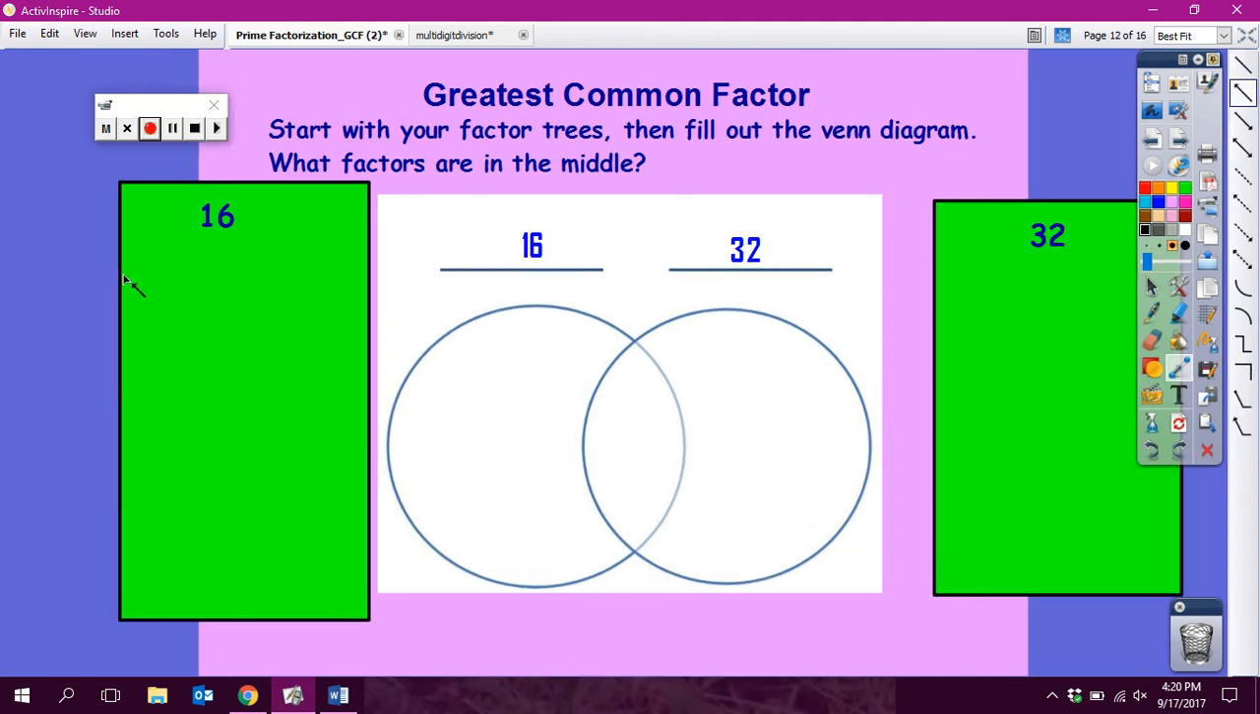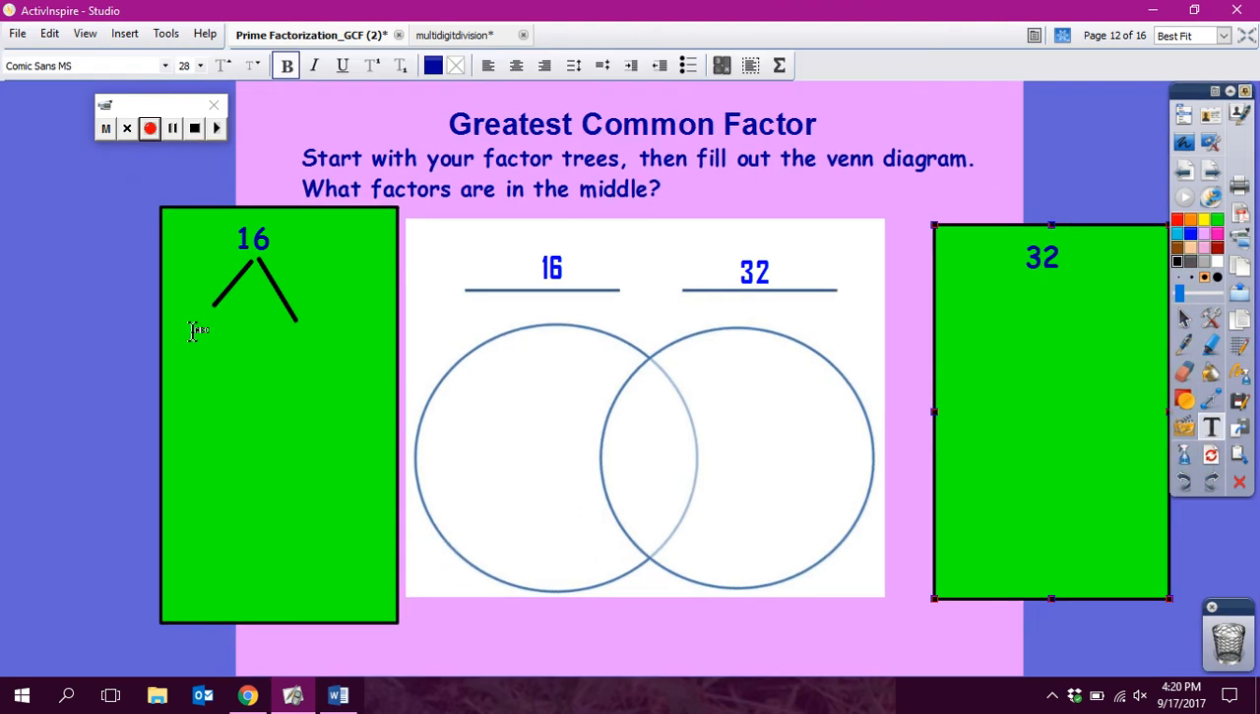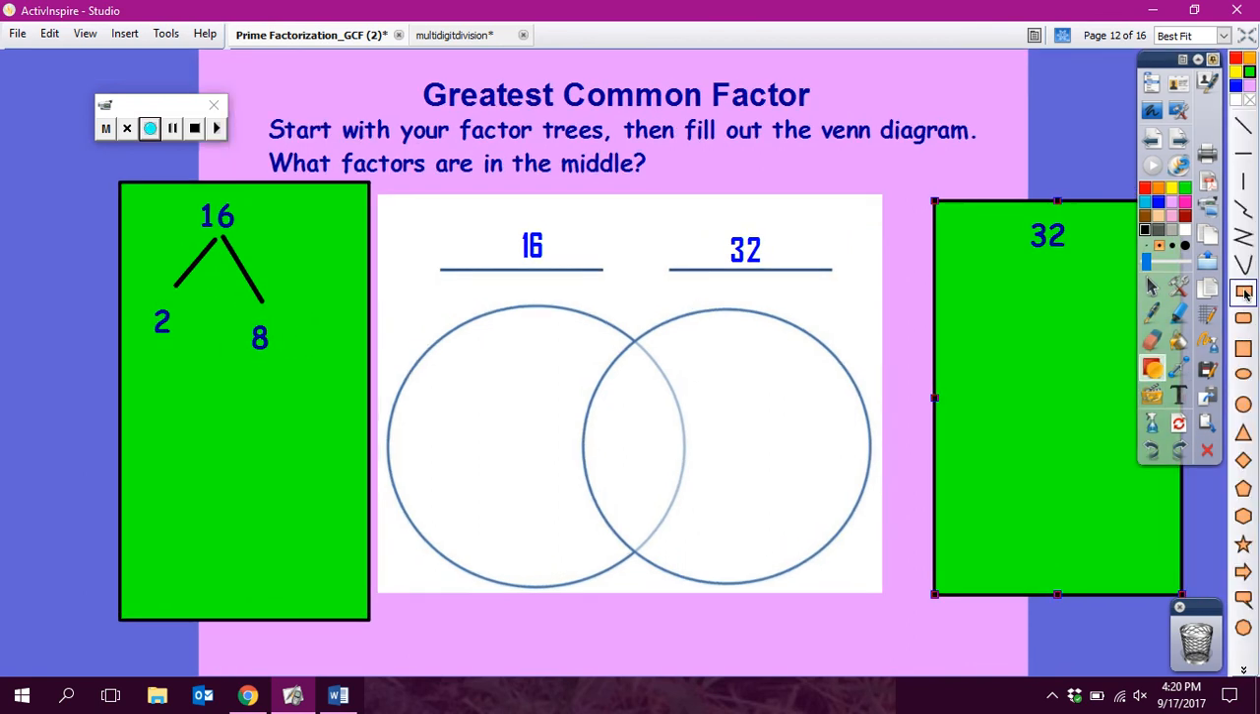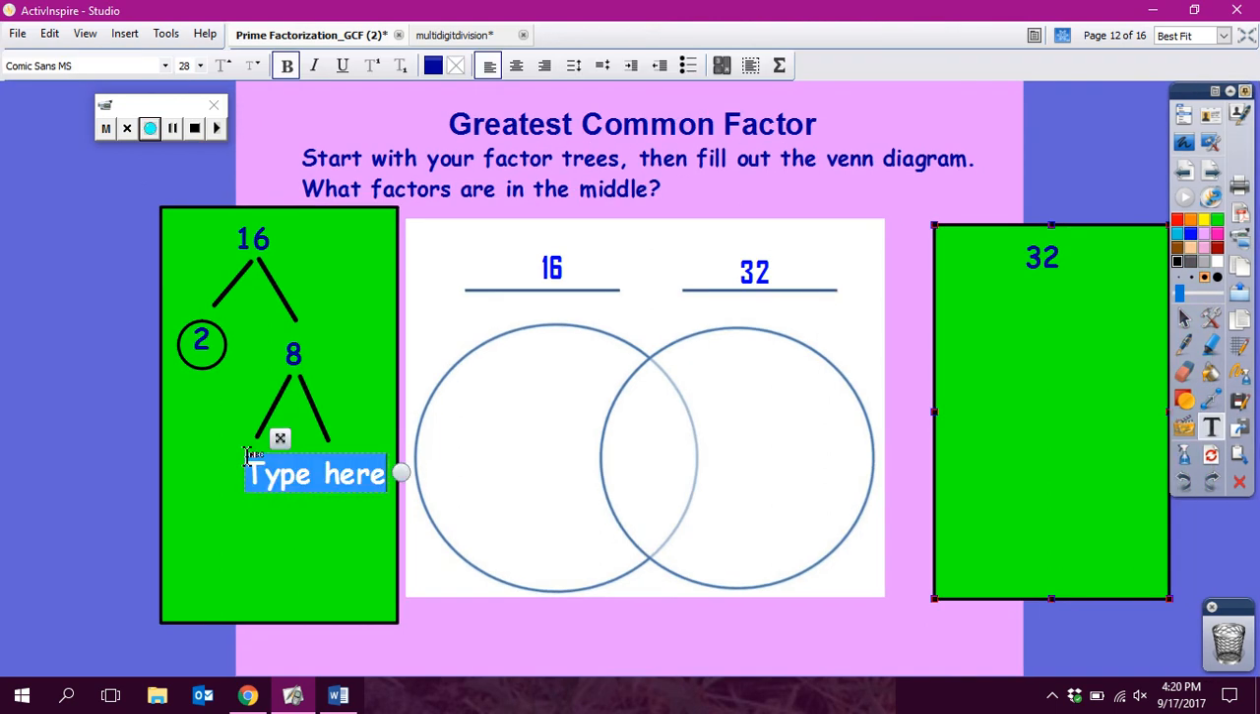Okay, so 16, oops, I don't want that. I want just a regular line. 16 can be broken down into 2 times 8, which is the first thing I thought of for 16. But again, if you thought of 4 times 4, go with it. Okay, so I know that 2 is prime, so I'm going to go ahead and circle that. Awesome. Okay, 8 can be broken down into 4 times 2. So I'm going to do that. Got a 4, and I've got a 2.